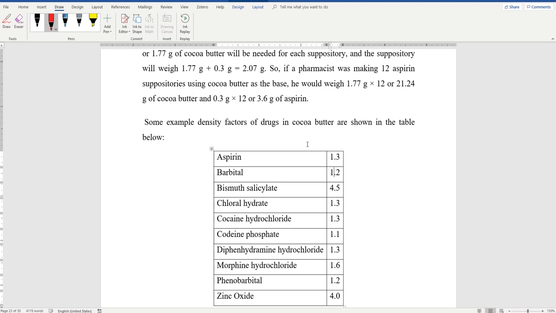Can I ask you this question? Why do you think we will not have a lot of information about the density factors of drugs, for example, with PEG? Okay, we might find it, of course, but it's not as common as drugs with cacao butter. Okay, one reason is cacao butter is the oldest base that received so many studies. That's why a lot of information is available for cacao butter.